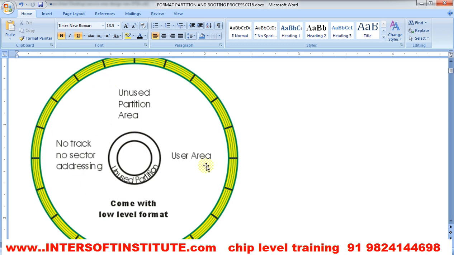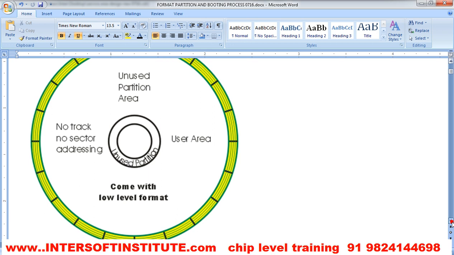Here are not allocated as track sector, not addressed. This is a low level format. So this is a low level format, this is a user area, this is your utility block addressing, that is a service area. So first of all, we will make a low level format.